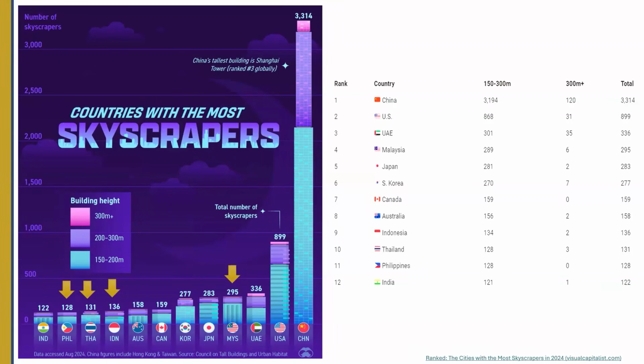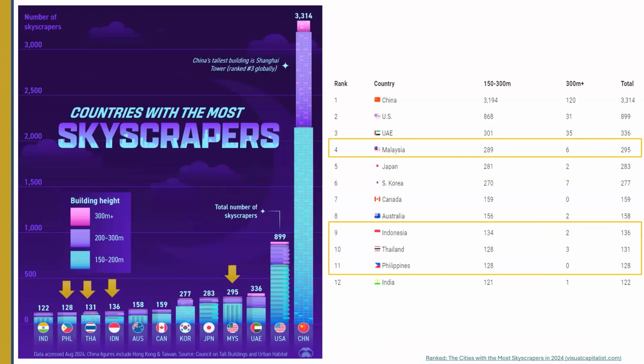And look at the country also. So you will see that in our region, Malaysia is number 4 in terms of the total number of buildings, 295 tall buildings in Malaysia in total. And then we have Indonesia, Thailand, and Philippines, all with 130, 120 buildings, right? A lot. And then we have India with 122 buildings.